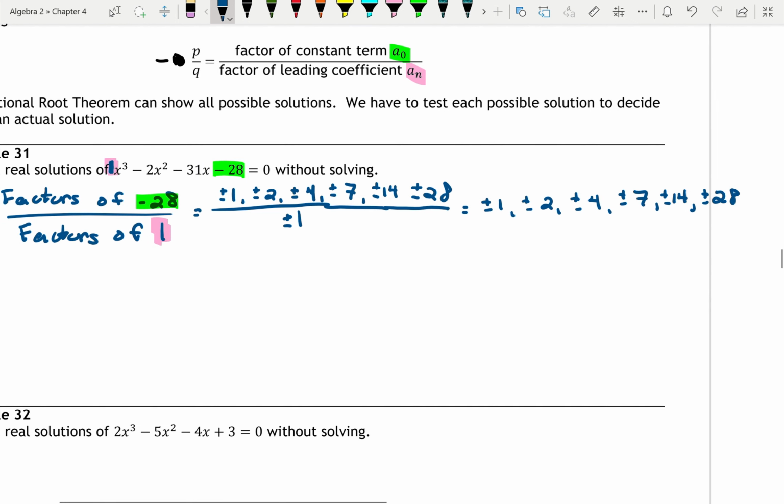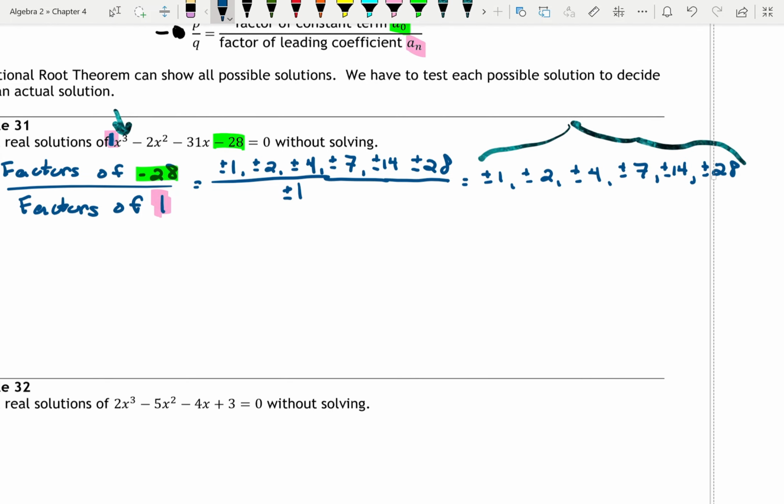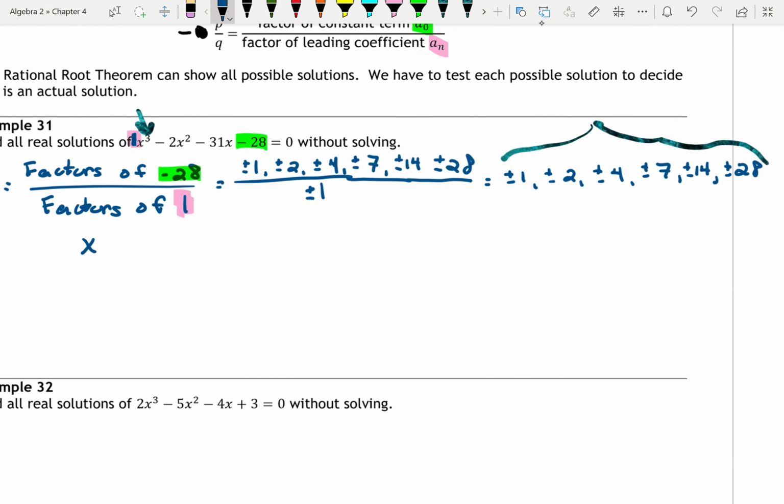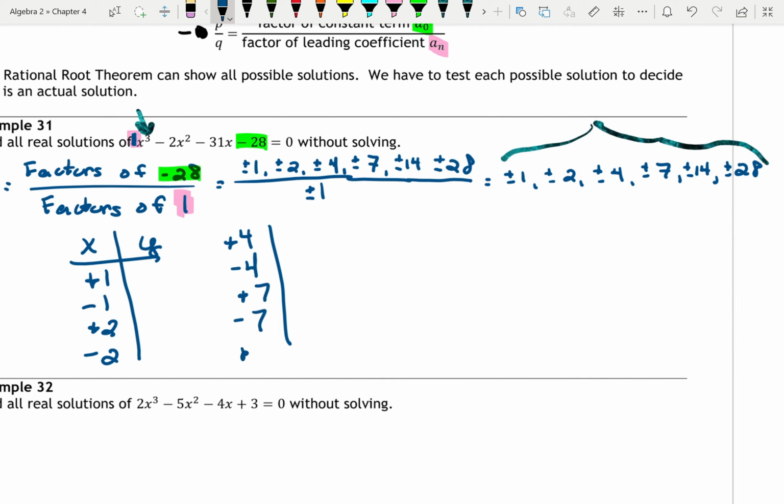So we're going to try to find 3 of these numbers here, right? So there's all these possible roots. We should have 3 answers because this is a degree 3 polynomial, right? x cubed. So there should be 3 answers at the end. So we're going to take these numbers and plug them in and see if they work. So I take an x-y chart and I'll have positive 1, negative 1, positive 2, negative 2. Next up we'd have positive 4, negative 4, positive 7, negative 7, positive 14, negative 14, positive 28, negative 28.